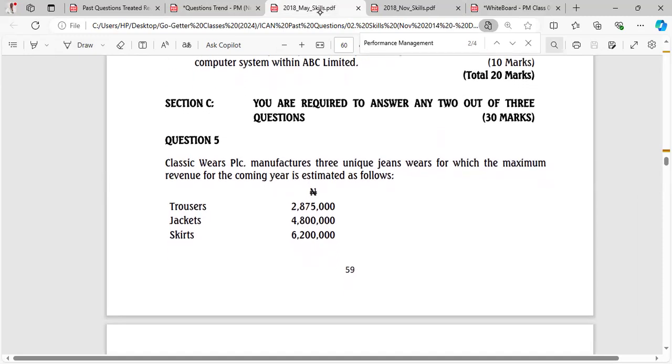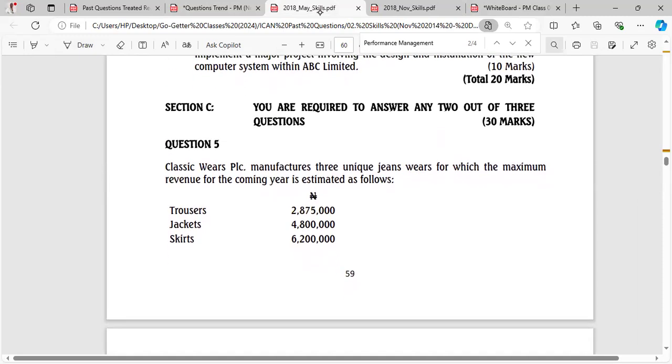Now the question is Classic Wares PLC. So the name of the company is Classic Wares PLC. Manufactures 3 unique jeans. So there are 3 products here for which maximum revenue is the aim for the year, estimated as follows.